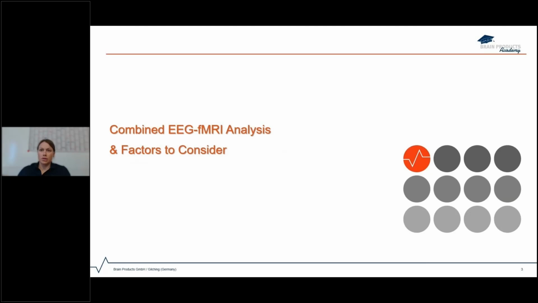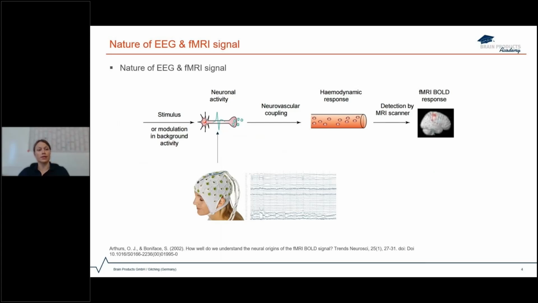So let's begin with what we should keep in mind when considering a combined EEG-fMRI analysis. You have already seen this slide earlier, but recall that the nature of the EEG and the BOLD signal is quite different. The BOLD signal indirectly measures an increase in neural activity through an increase in metabolic demands. And we should keep in mind the neurovascular coupling and subsequent slow hemodynamic response. On the other hand, EEG measures the electrical potential differences as voltages on the scalp that are generated by synchronized neural activity from underlying sources.